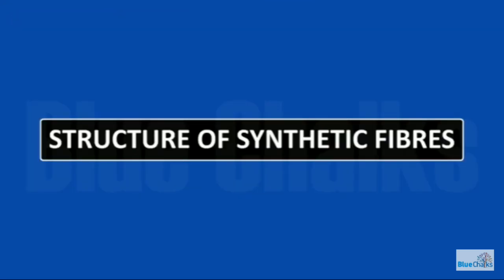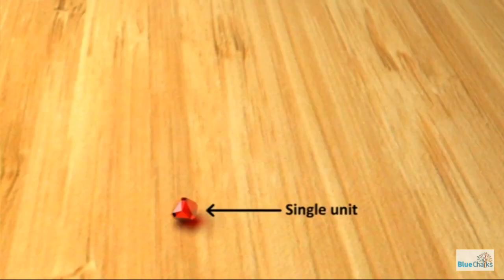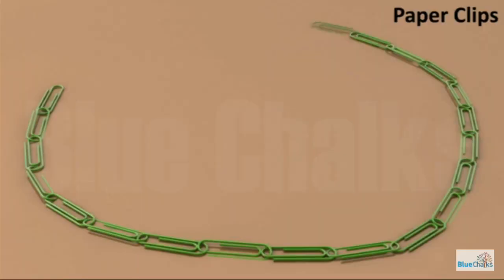Structure of the synthetic fiber. Dear students, first of all we need to understand that synthetic fibers are also polymers. How do we make a long chain of these bits? We are able to see that there are a number of bits. A single unit which is repeated a number of times is called a monomer. You see one bit, and that bit is repeated a number of times.